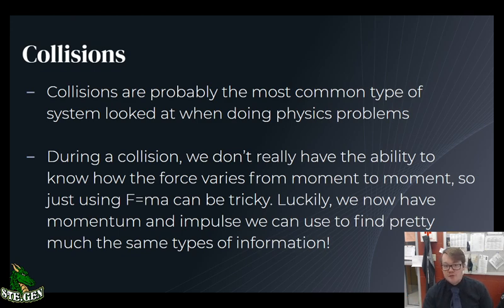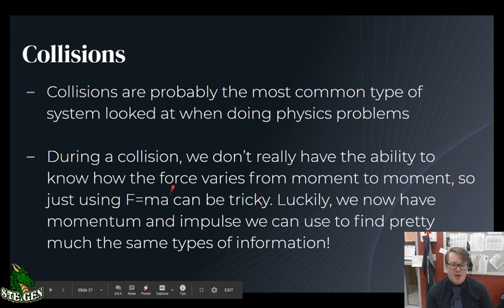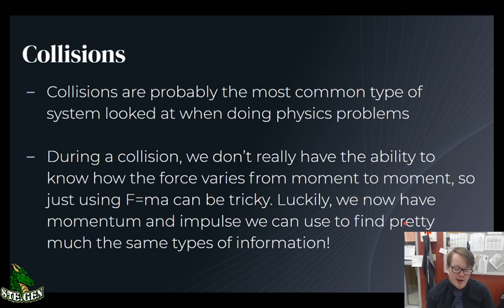But now we have two different ways to think about it. We have momentum and we have impulse. And we can use those to usually find pretty much the same types of information. Instead of having to use kinematics to find the velocity and direction that it's moving, we can use the equations that we've been using this chapter.